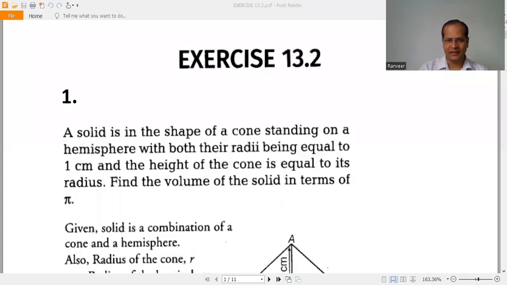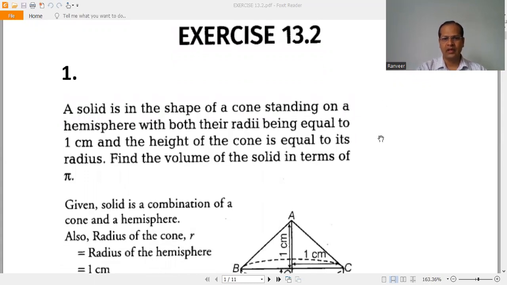Hello. Today we are going to discuss surface area and volume, exercise 13.2. A solid is in the shape of a cone standing on a hemisphere, with both their radii being equal to 1 centimeter and the height of the cone equal to its radius. Find the volume of the solid.